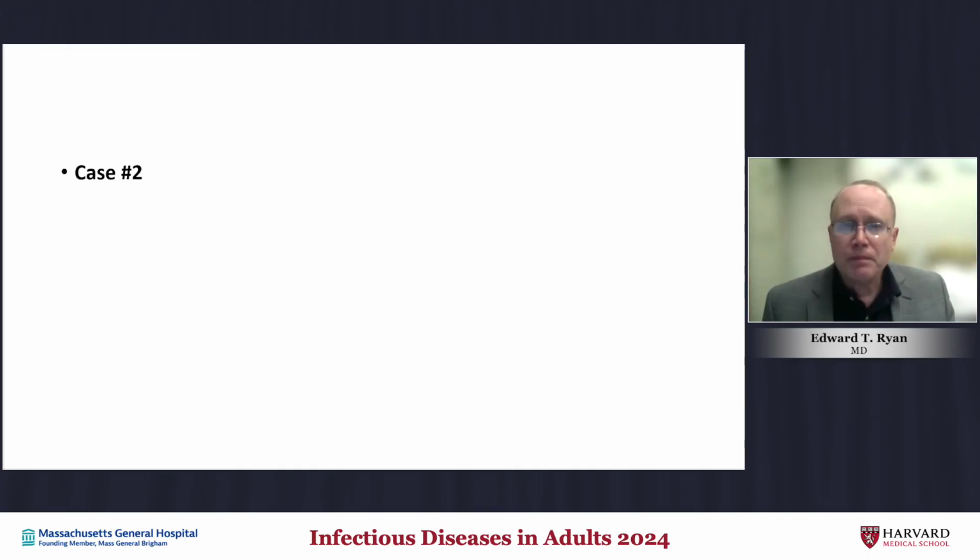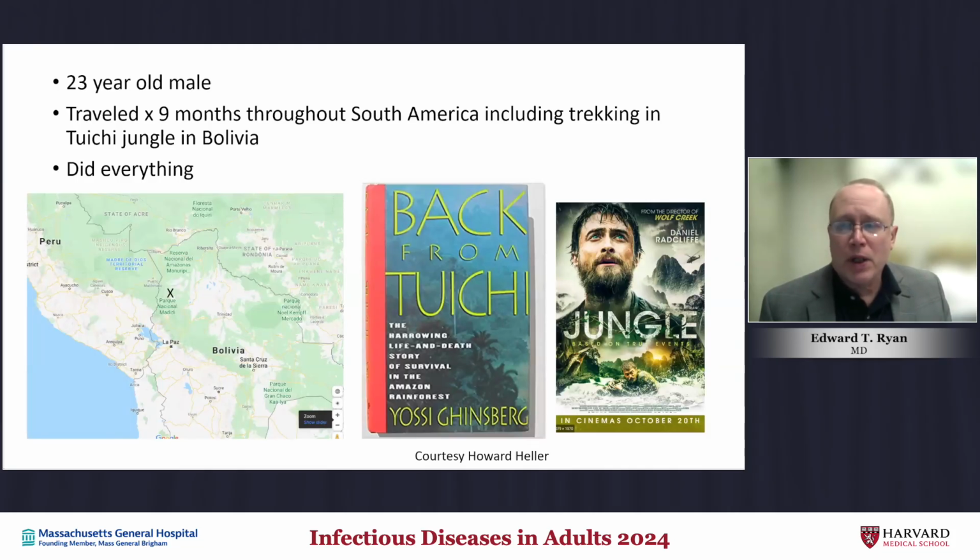All right, case 2. I want to thank Howard Heller for pointing this case out to me. This is a 23-year-old gentleman who had traveled for 9 months through South America, including trekking in the Tuichi jungle in Bolivia. Evidently this is a common thing for a lot of young individuals to do. Evidently there was a book written by a young man, Yossi Ginsberg, who traveled through the jungles in Tuichi. If you see where the X is on the map on the lower left-hand side, it's in a national park area on the border between Bolivia and Peru.